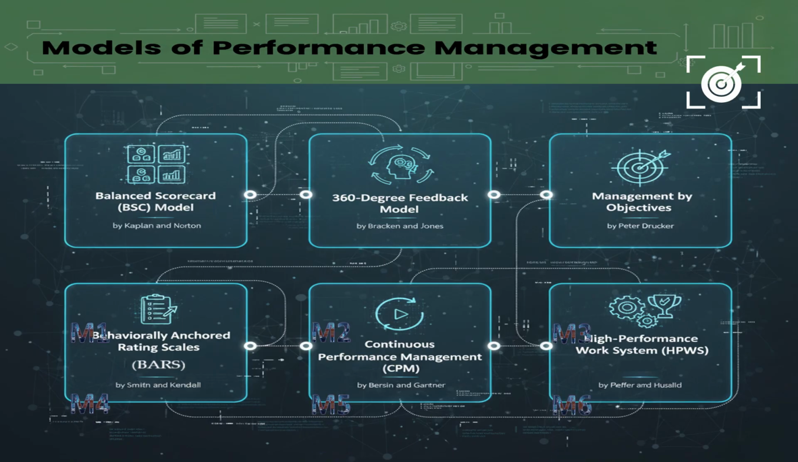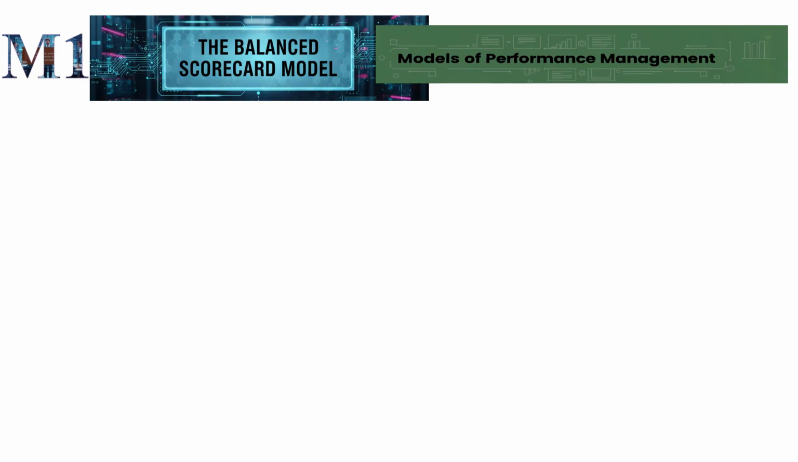Let's explore some of the most prominent models that companies utilize to drive success. The first is the Balanced Scorecard model, then the 360-degree feedback model, management by objectives, behaviorally anchored rating scales, continuous performance management, and high-performance work system. Let's delve into the first, the Balanced Scorecard model.